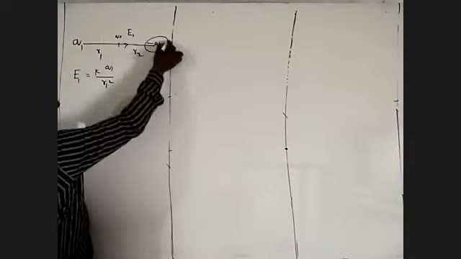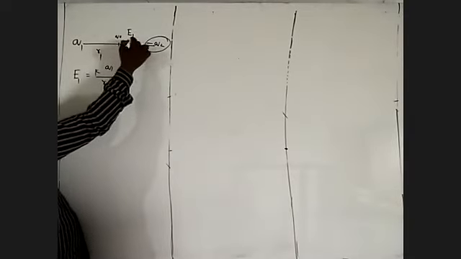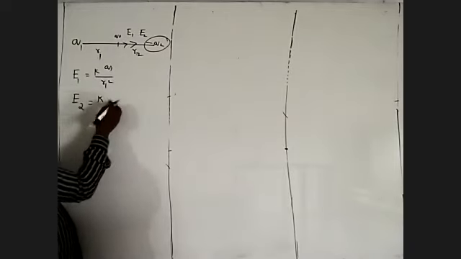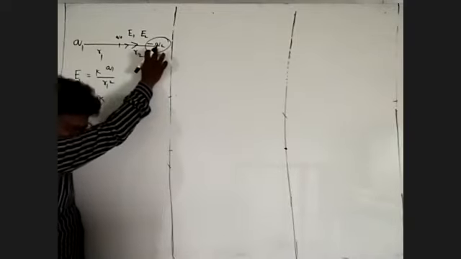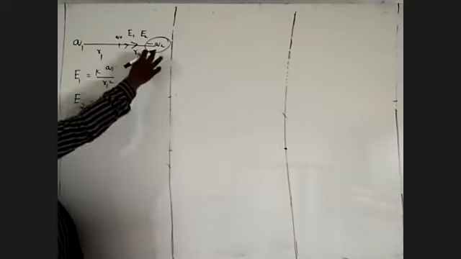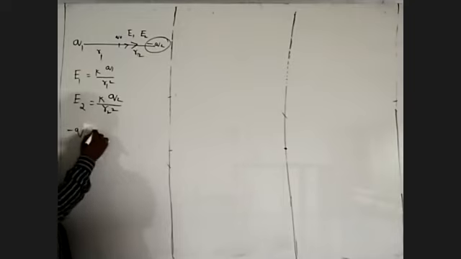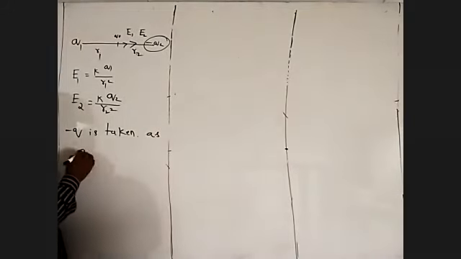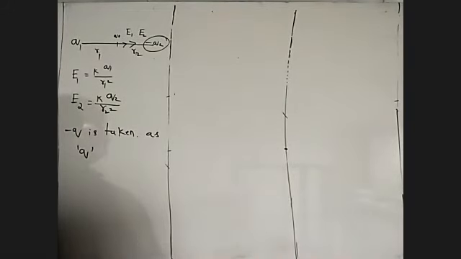Next, the minus Q2 charge attracts Q0 in this direction, that is E2. E2 is equal to K into Q2 by R2 squared. Minus Q2 is taken as a positive charge when we calculate the resultant force.